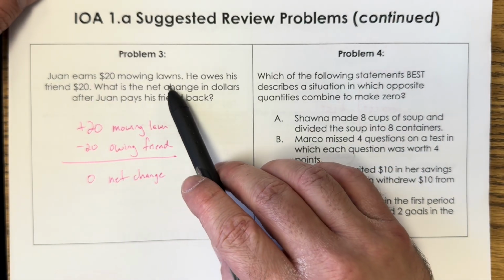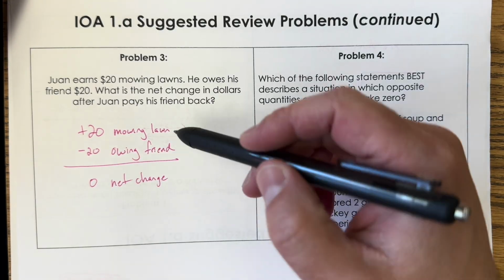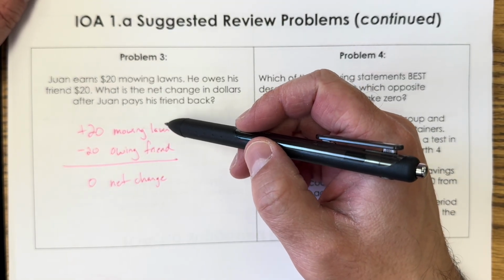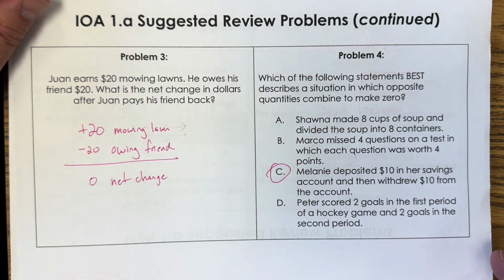Juan earns $20 mowing lawns. He owes his friend $20. What's the net change? Well, it's the same idea because he's going to be doing $20 for mowing the lawn and then subtracting $20 for owing the friend. So he has a 0 net change.